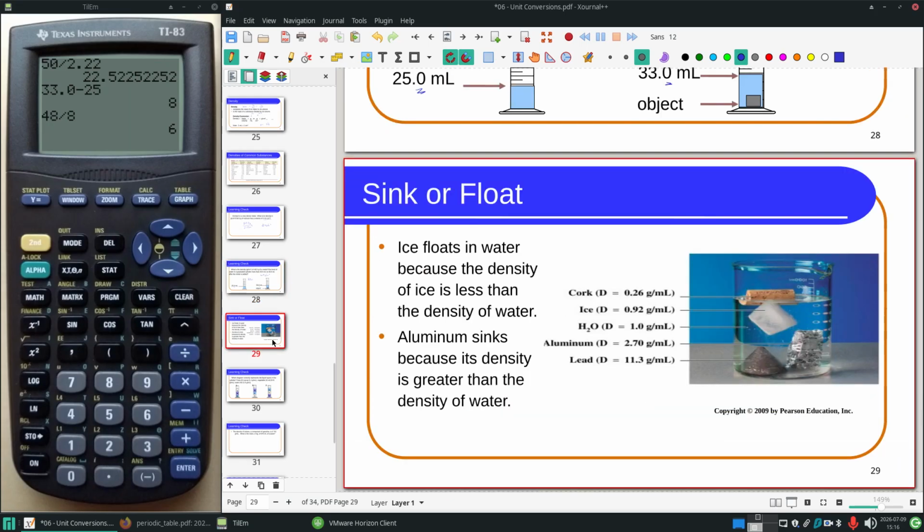All right, kind of already just talked about this, things that sink and fall. It is based on the density of the liquid they're in. So if the liquid is water with a density of 1, the cork and ice are going to float on top of that, and the aluminum and lead, which are heavier, are going to sink.